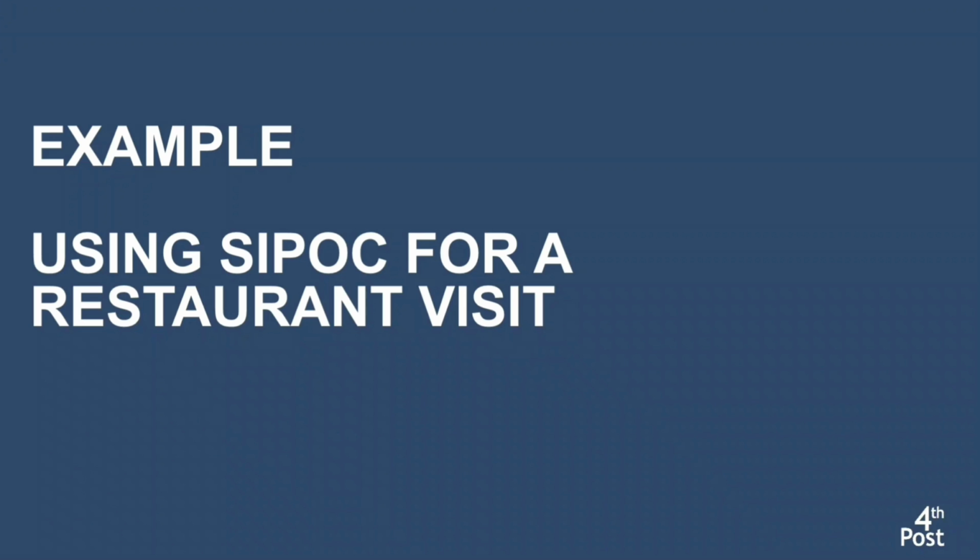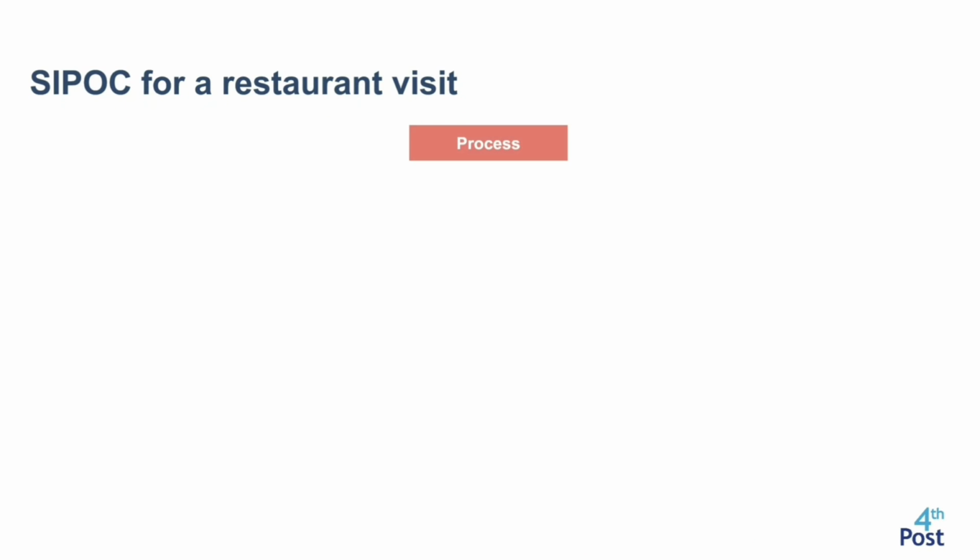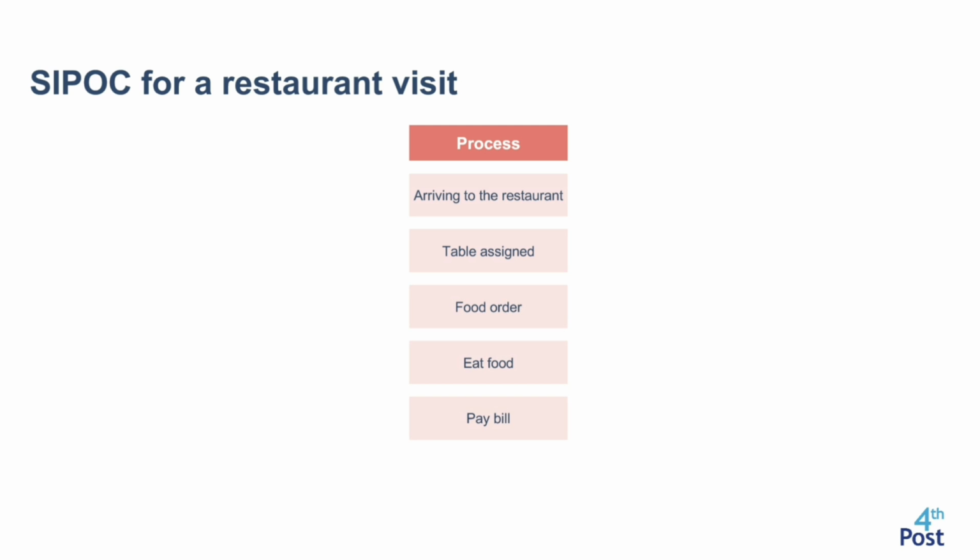Well, let's try to use the SIPOC with a simple example that most of us are probably familiar with: a dining experience at a restaurant. And we're going to try to look at it from the restaurant's perspective. So again, we start with the process, and keep in mind that we are looking at the main processes and we don't want to get into much detail. So in this case, the process would be: the customer arrives at the restaurant, they're assigned to a table, they order some food, they eat the food, they pay their bill, and they leave the restaurant. And these are the process steps.